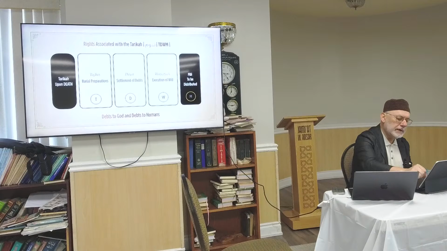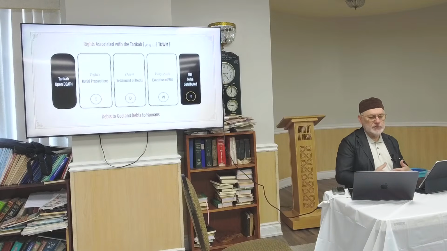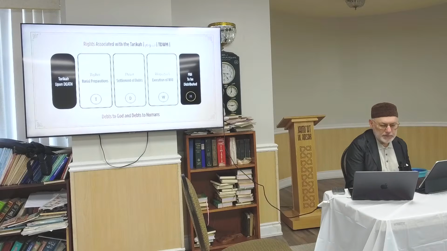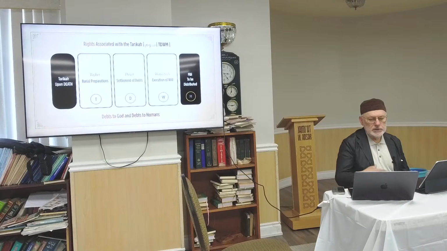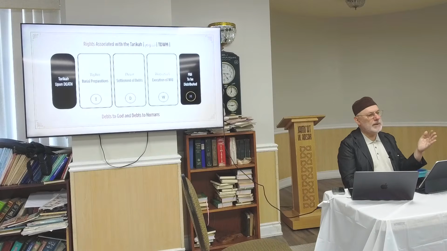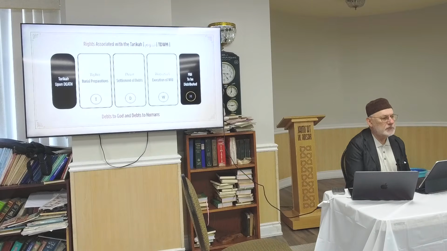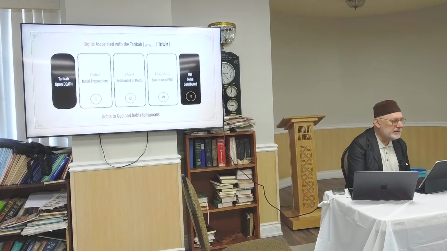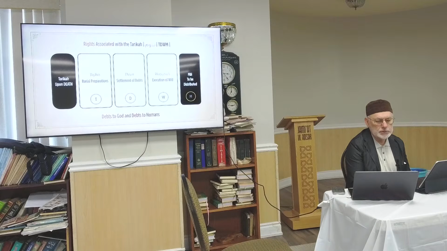So there is a hierarchy of rights related to the estate. When a person dies, their wealth is not immediately distributed to heirs. There's a specific sequence of claims that must be satisfied first. So usually there is tajheez. It's summarized in this word, tadum. The ta, the dal, the waw, and the mim. Tadum. The ta is for tajheez. The dal is for dain. The waw is for wasiyah. And the mim is for mal. Mal is what gets distributed.